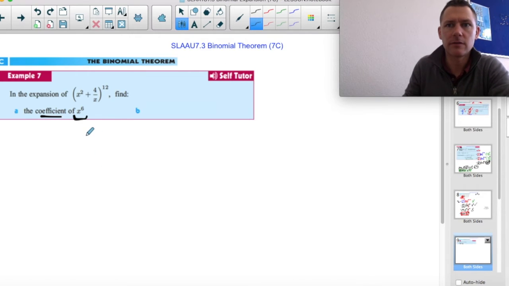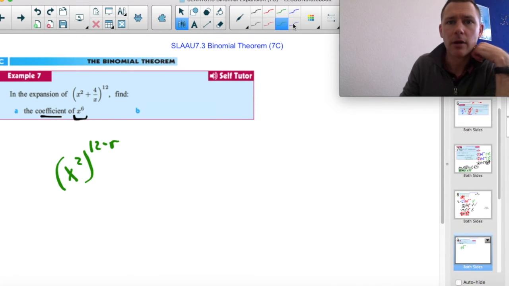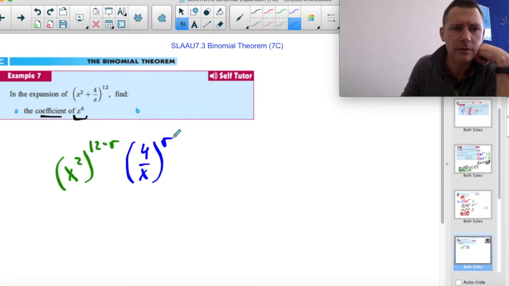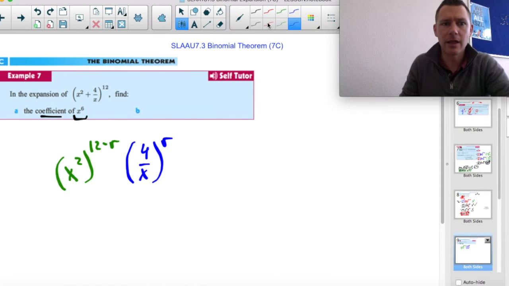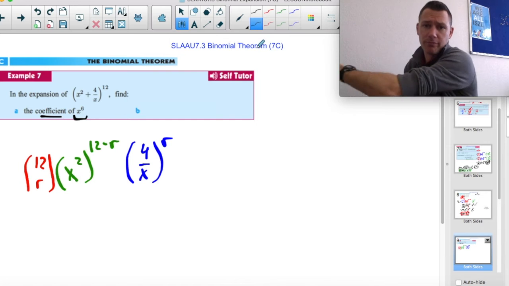this is going to start with x squared, and it's going to start at 12 and then drop 1 every time we go over. This 4 over x is going to start at 0 and increase as you go along in the line, and we're going to have some weird number in front, 12 choose r. That's what every term is going to look like.